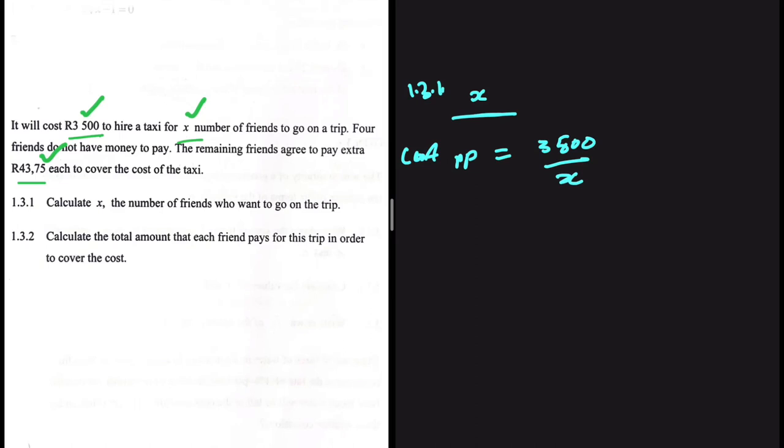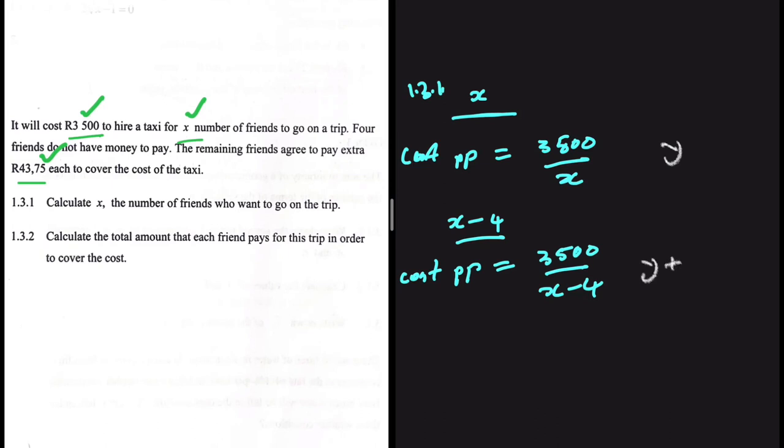But 4 friends decide not to pay. So now instead of having X number of friends, we have X minus 4. So the cost per person when we have X minus 4 will be 3,500 divided by X minus 4. Now the friends are paying slightly more because the 4 friends do not have money to pay. We can say that initially the X friends were paying Y amount of money, and then when the 4 friends don't have money to pay, they now pay Y plus 43.75. This is how we can break down this equation.